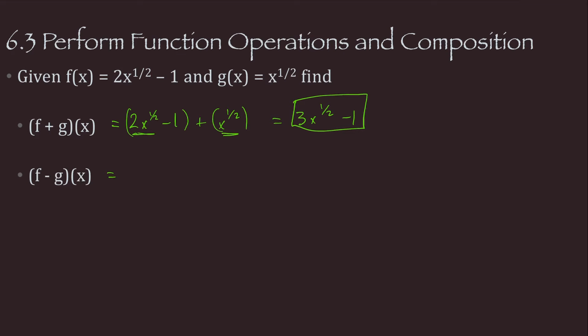Subtract. All right. So take the first one. That's the f. Oops, we're not adding this time, we're subtracting the x to the 1/2. So now I have 2 of them, minus 1 of them would be 1x to the 1/2, and our minus 1.